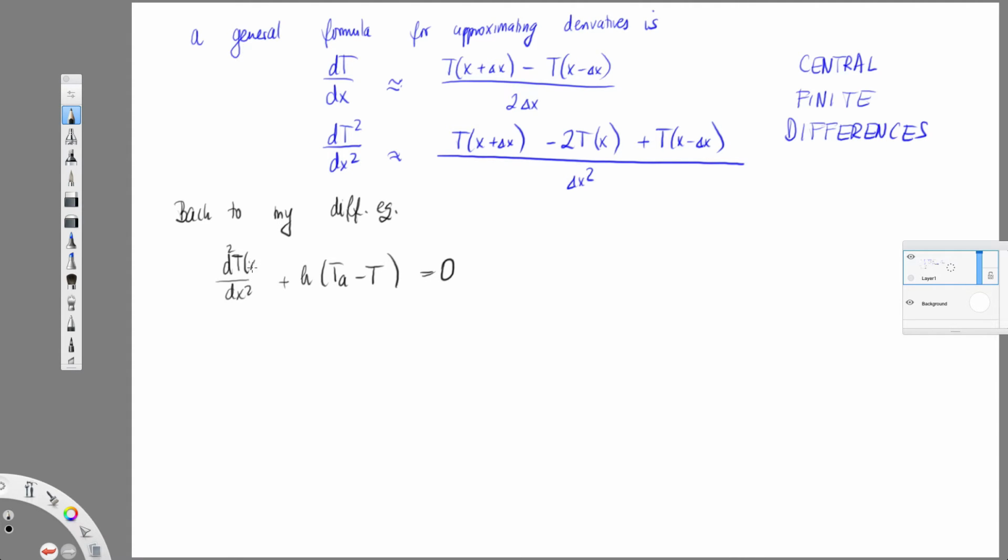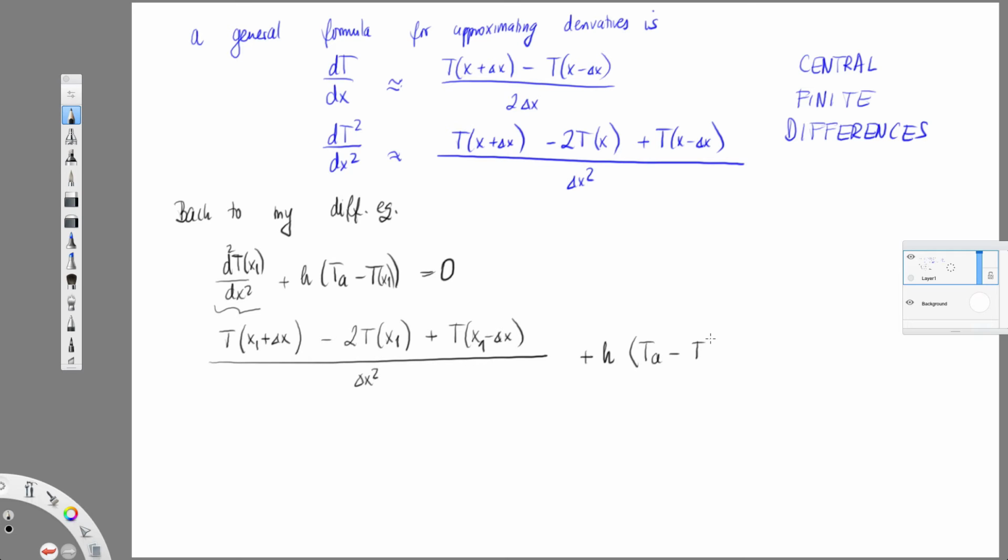Well, this is actually true at location x1. Right? So at location x1, when I apply that, this can be approximated as T of x1 plus delta x, minus 2 T of x1, plus T of x1 minus delta x, divided by delta x squared, plus h times (Ta minus T of x1).